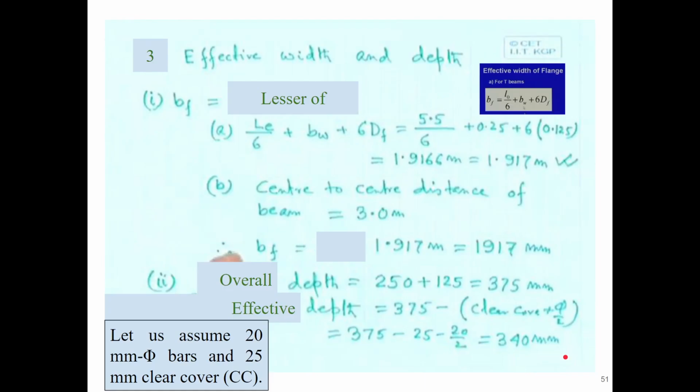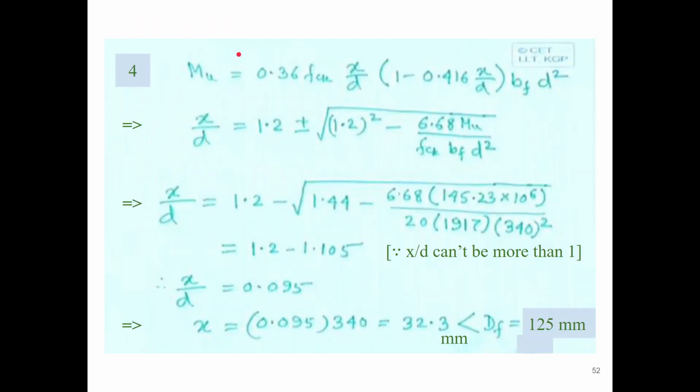So therefore we can now calculate the Mu from concrete. So moment carrying capacity from the concrete section is 0.36 fck Xu/d into (1 minus 0.416 Xu/d) into bf d square. So substituting the values, we will get Xu by d value as 0.095. So that implies the depth of neutral axis will be 32.3 millimeter.